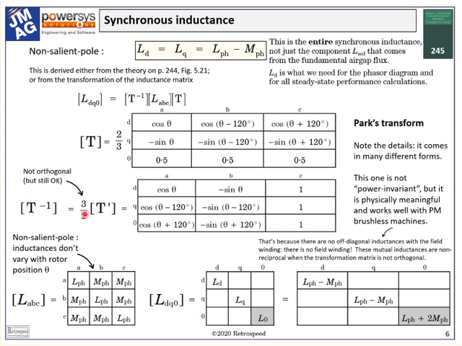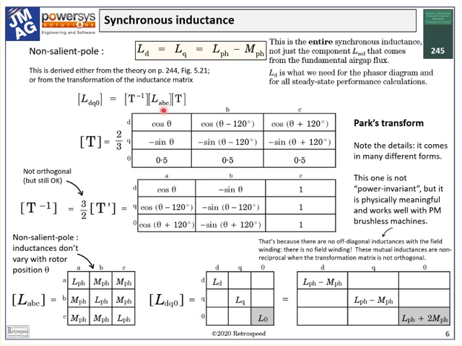There's a coefficient of 3/2 here, but it's still perfectly okay to use it, and this is the one that is most commonly used. In wound field machines, it does lead to non-reciprocal mutual inductances in the transformed inductance matrix, but we don't need to worry about that here because we don't have a field winding.